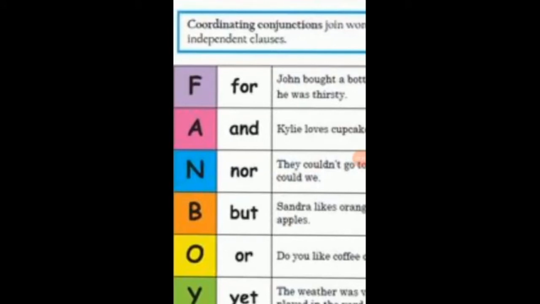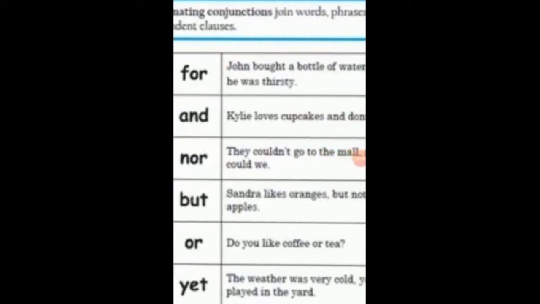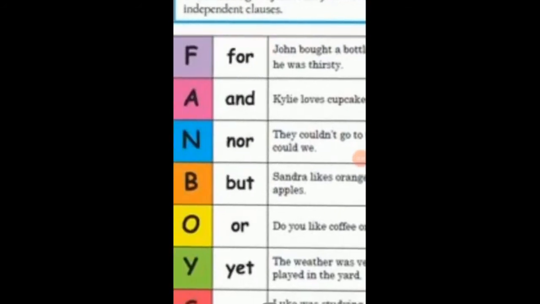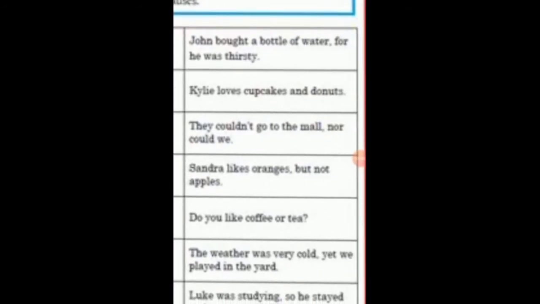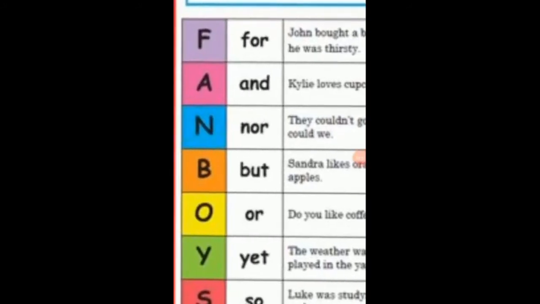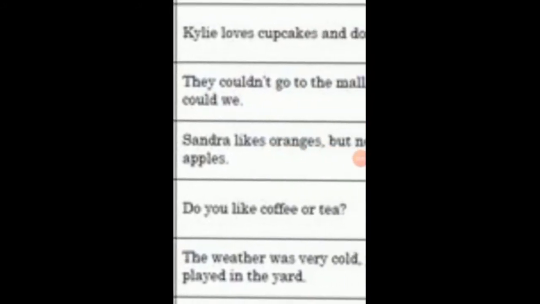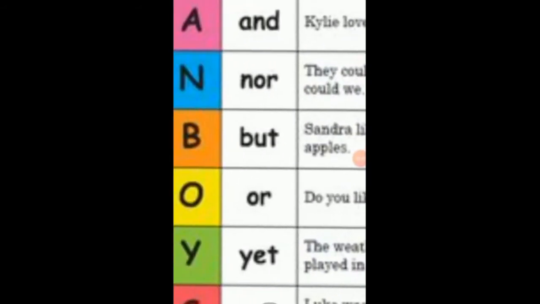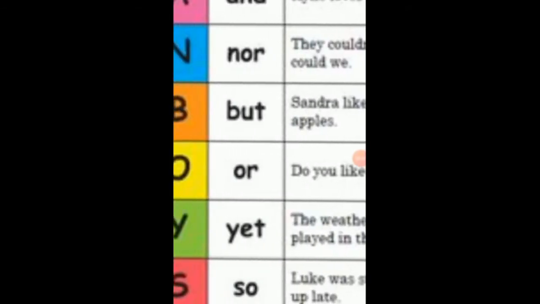Likewise, we have other examples of coordinating conjunction. And: Kelly loves cupcakes and donuts. Nor: They couldn't go to the mall, nor could we. But: Sandra likes oranges, but not apples. Or: Do you like coffee or tea? Yet: The weather was very cold, yet we played in the yard. So: Luke was studying, so he stayed up late.